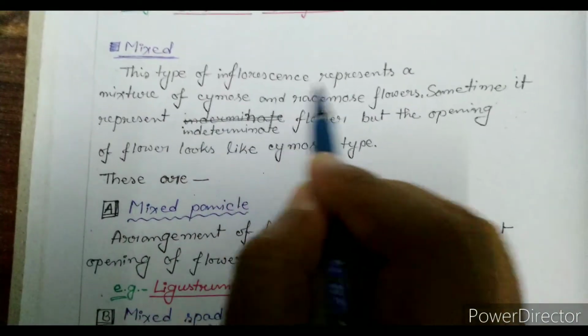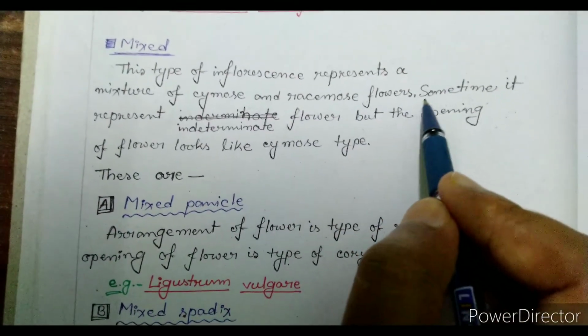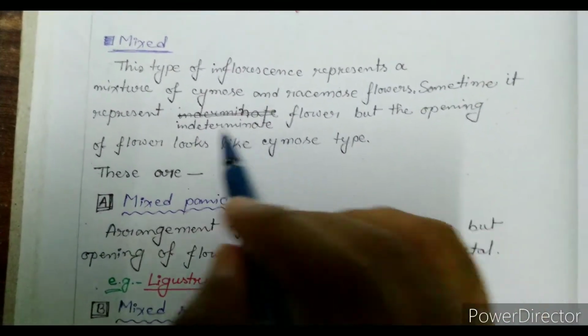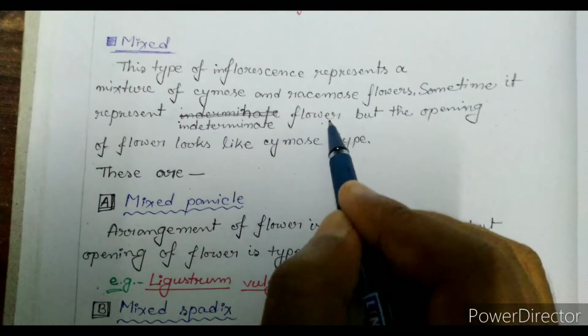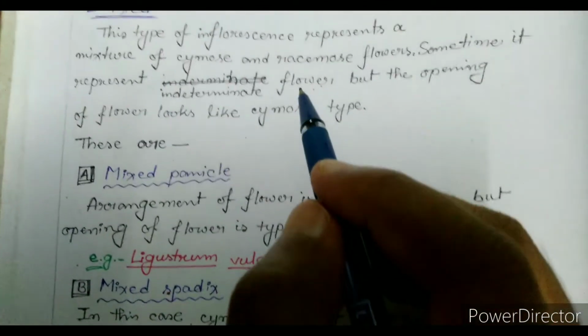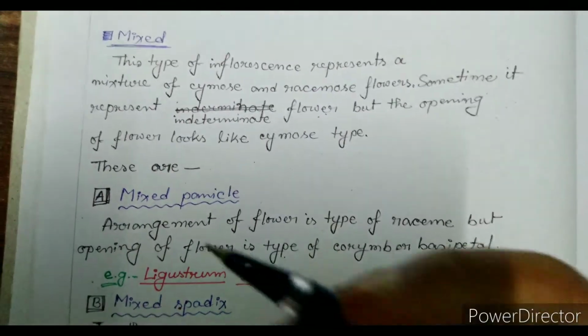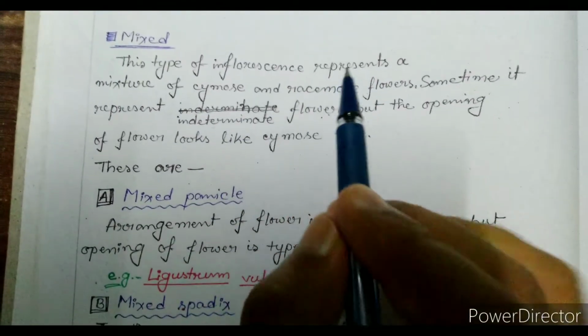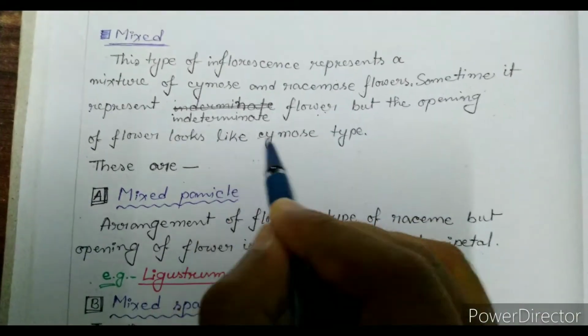Next we talk about the mixed type of inflorescence. This type of inflorescence represents a mixture of cymose and racemose flowers. Sometimes it represents indeterminate flowers, but the opening of the flowers looks like the cymose type. So basically, in the mixed type, the flowers mostly look like racemose, but their opening looks like cymose type.